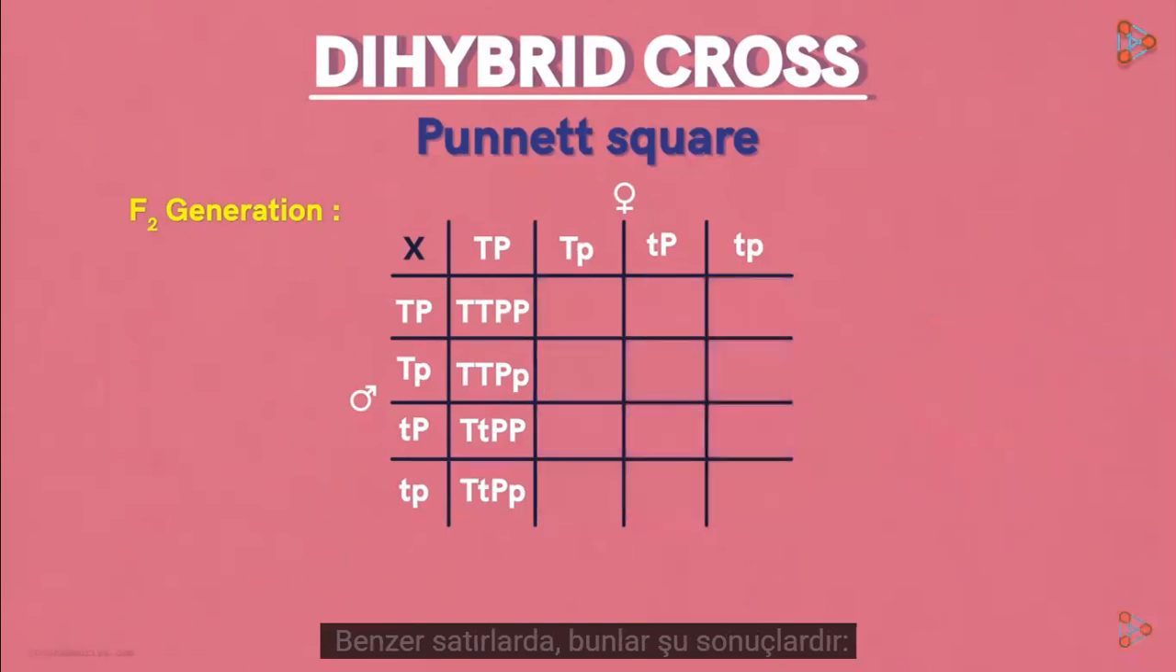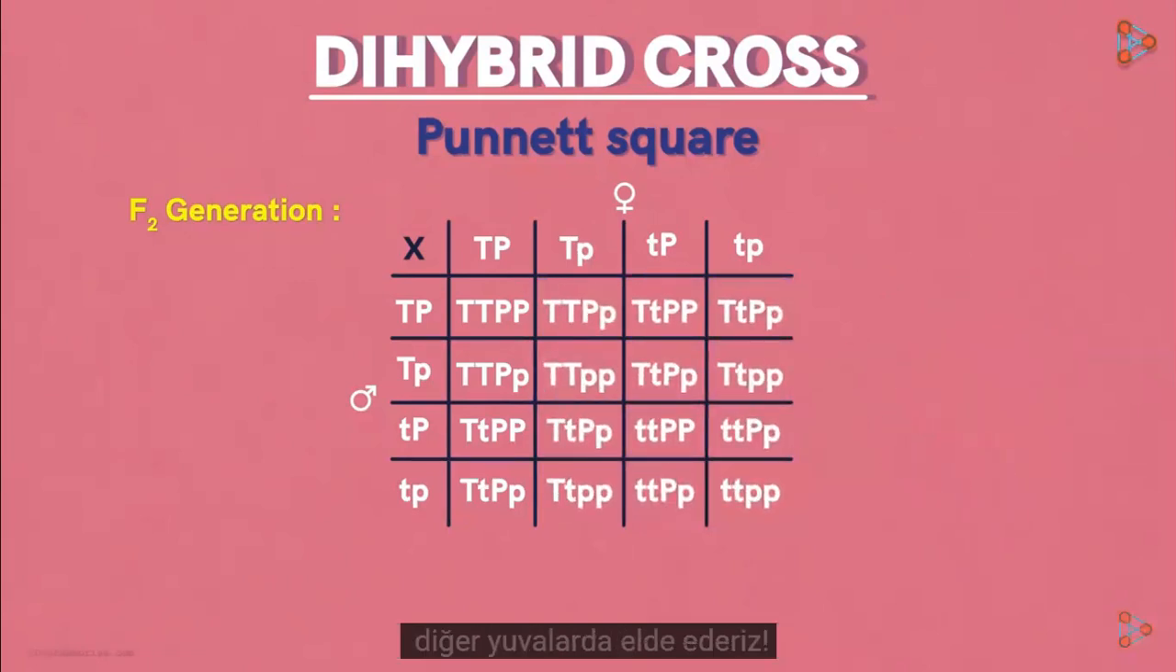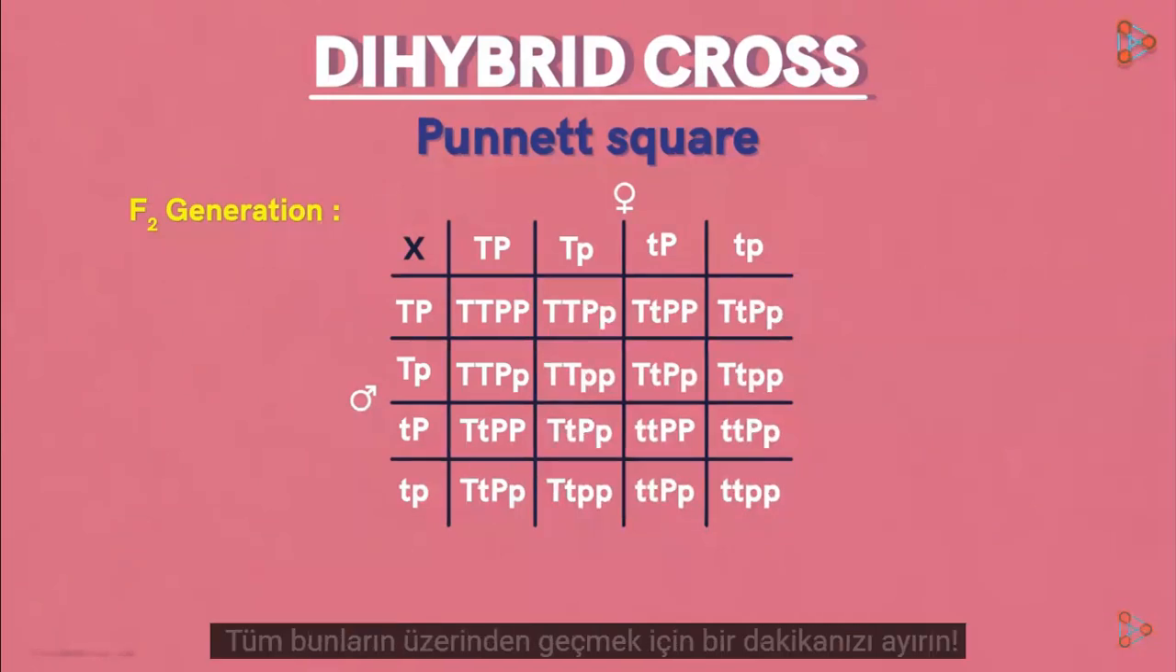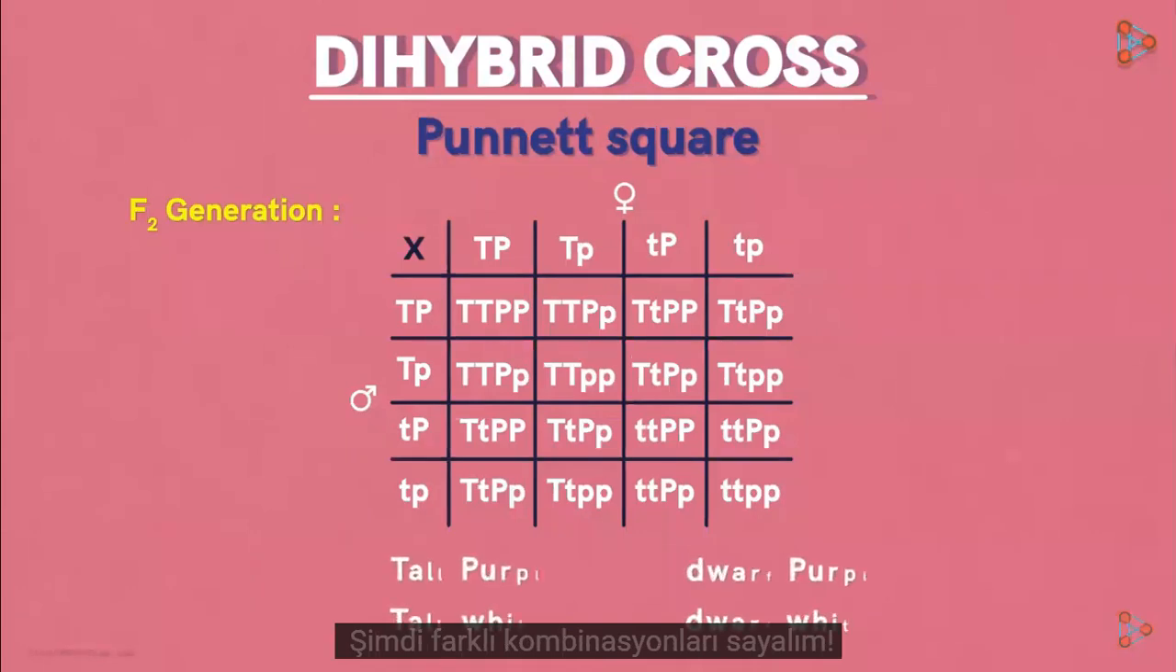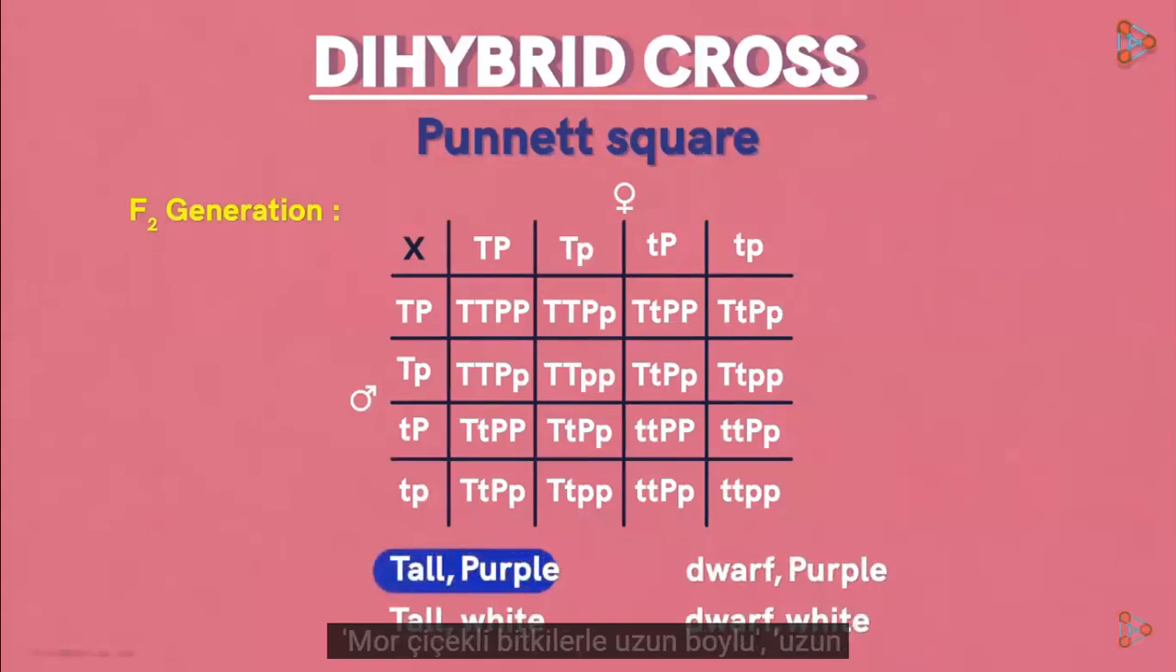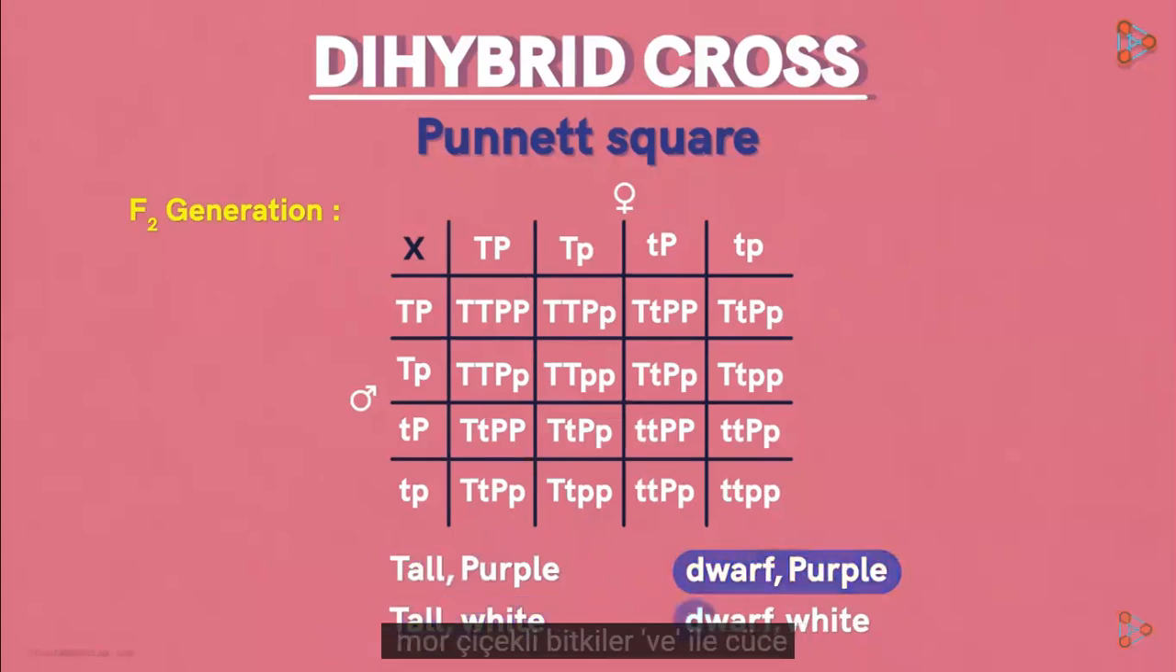On similar lines, these are the results that we obtain in the other slots. Take a moment to go through all of these. Let's count the different combinations now. These are the 4 different possible combinations. Tall with purple flowered plants, tall with white flowered plants, dwarf with purple flowered plants, and dwarf with white flowered plants.